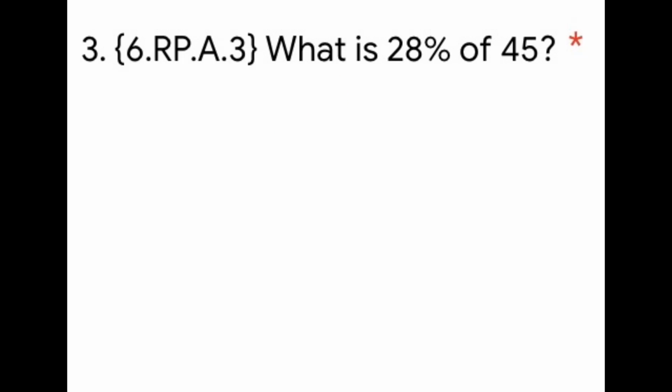What is 28% of 45? Here, "of" means to multiply. So we have 28% of 45. Before we can multiply, we need to turn our percent into a decimal. So that will be 0.28 times 45. And that will give us our answer.